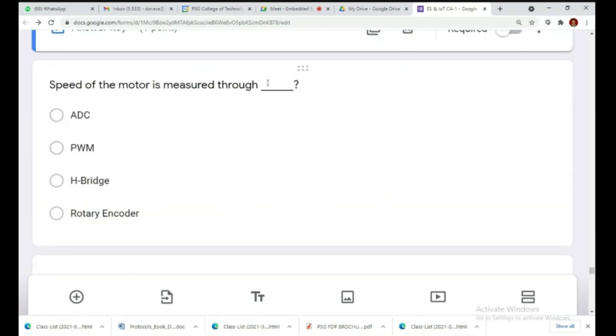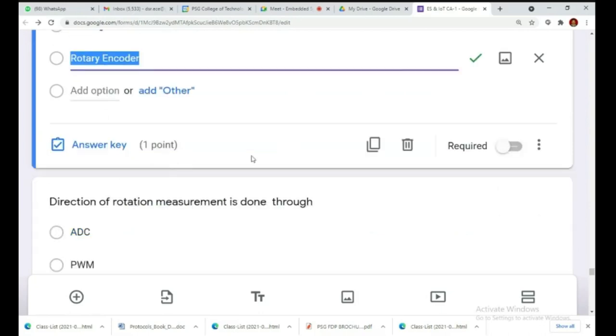Speed of the DC motor is measured through what? Speed of the DC motor is varied through PWM, but speed of the motor is measured through rotary encoder. It's very interesting, right? We can vary the speed through PWM. We can change the direction through H-bridge, and ADC is the odd man out. So speed of the motor is measured through rotary encoder. Rotary encoder is the right answer.